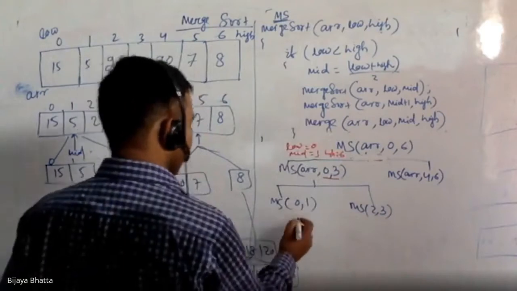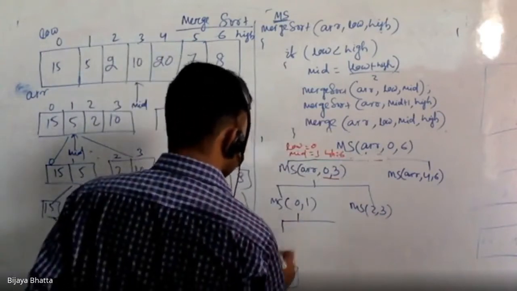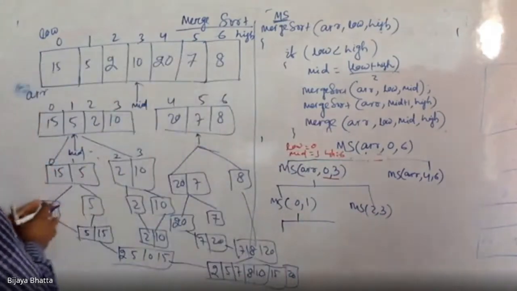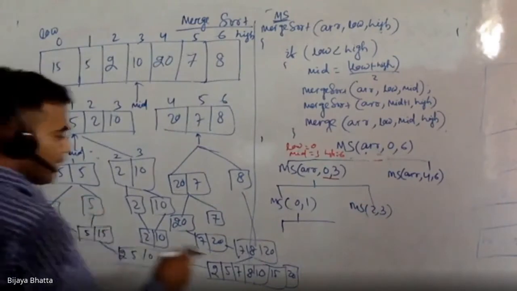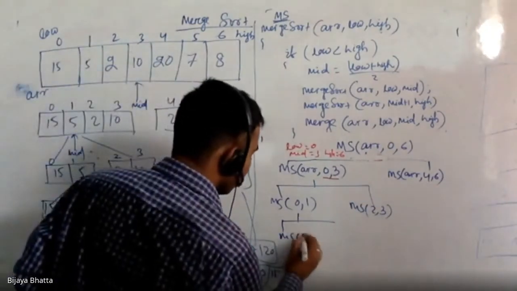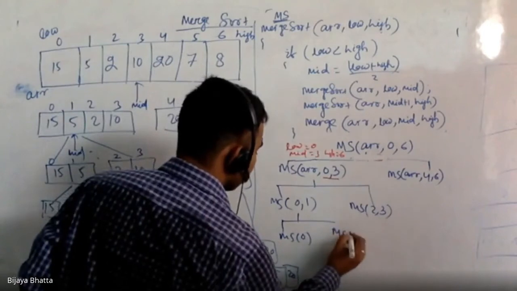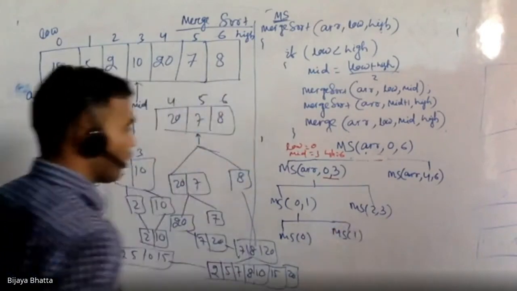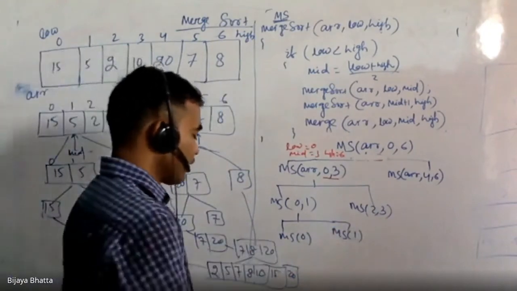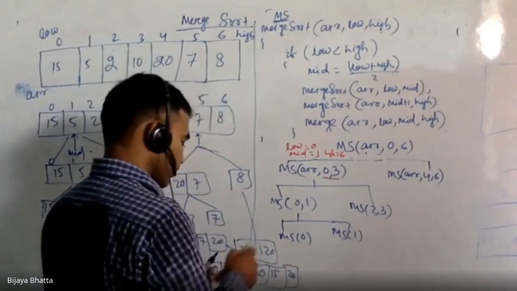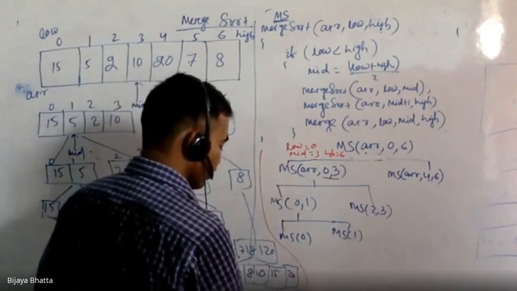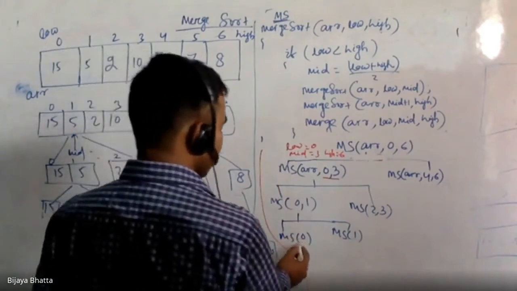For this one, again, it will be dividing into two parts. So 0 to 1 will again divide into 0 and 1: merge sort 0, merge sort 1. Now if we go to this merge sort 0, let me put a border. Merge sort 0 has no subdivision.